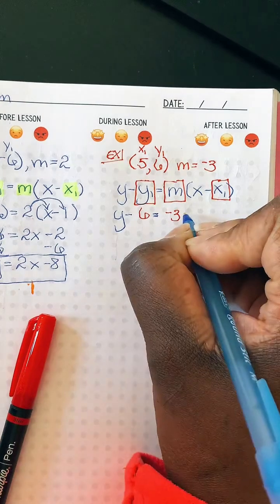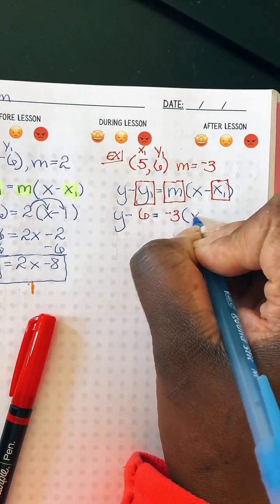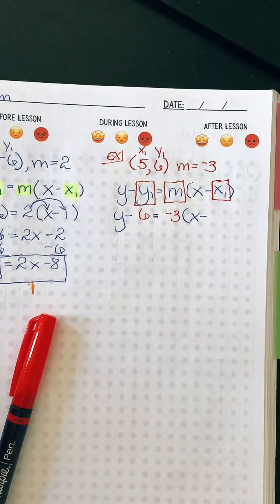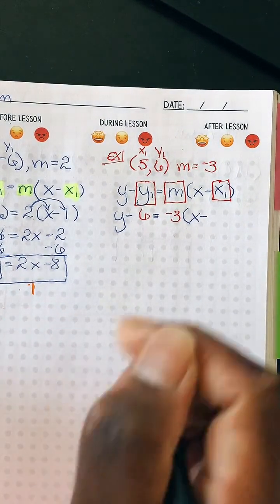Now we have a parenthesis. Then we have an x minus. And my x sub 1?